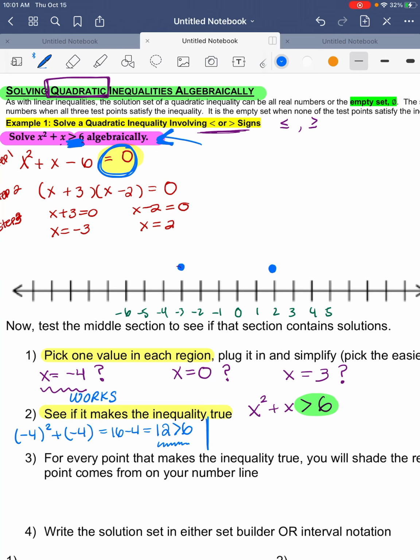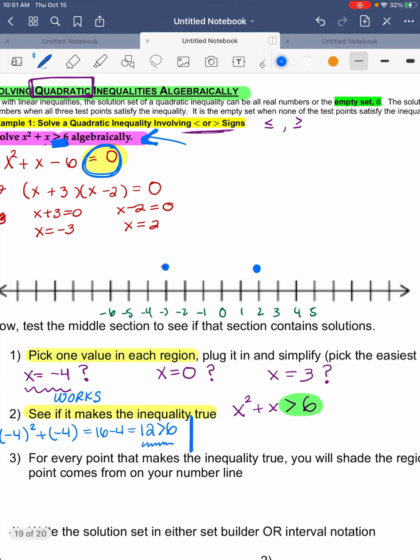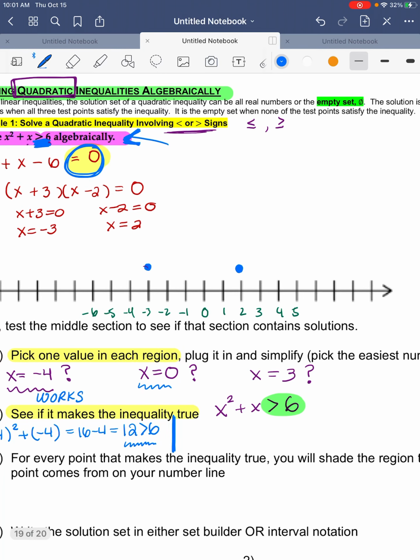Now I'm going to just separate my work. I'm now going to plug in the 0 on the inequality. So I'm going to get 0 squared plus 0. This is obviously 0. Is that greater than 6? Is 0 greater than 6? No. That is false. So that means that x equals to 0 doesn't work.